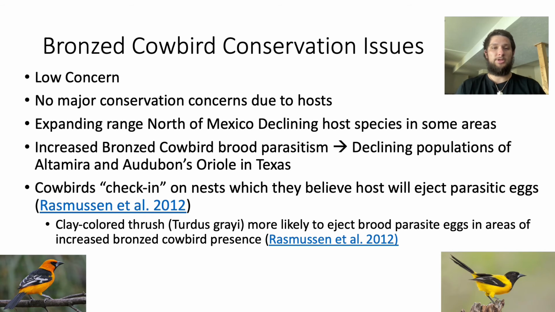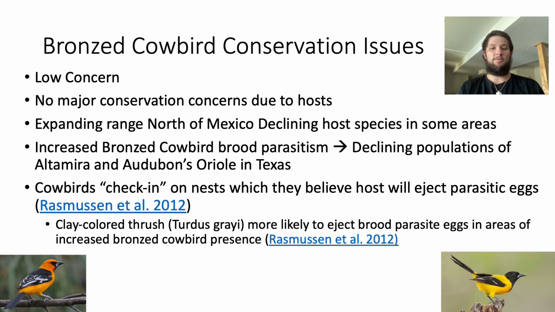So the conservation of the bronzed cowbird itself is considered of low concern, and there are no major conservation concerns for the bronzed cowbird based on its hosts. However, on the contrary, it has been decreasing populations of host species due to its brood parasitism for a while now. And one specific instance would be in Texas.